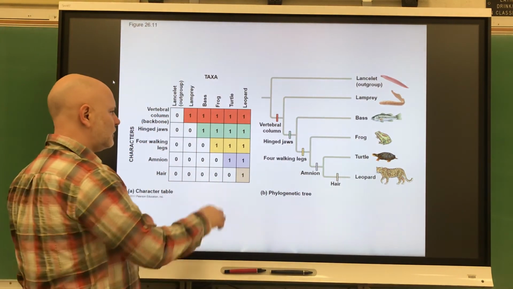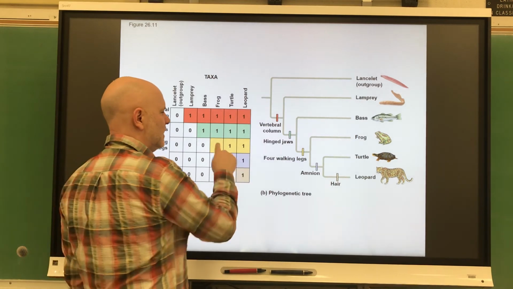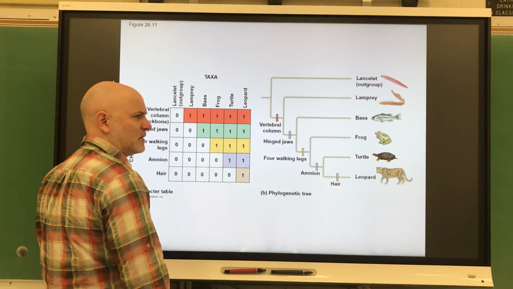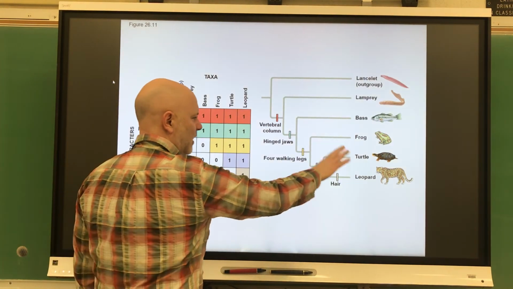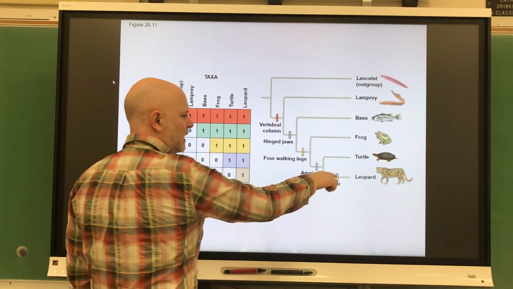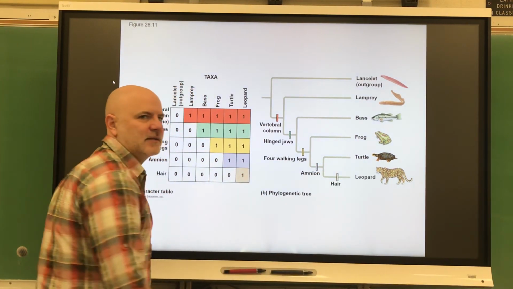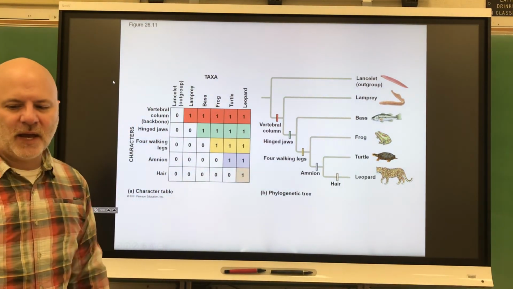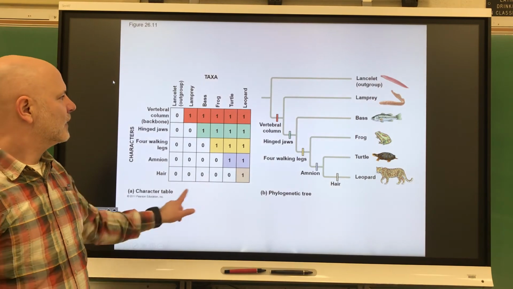Next is 4 walking legs. Everything here has 4 walking legs, so we make a little dash and put that in there. Here, amnion, both of these have the amnion. And here, hair, only the leopard has hair. And so we make these little marks there to show who has that trait and who doesn't.